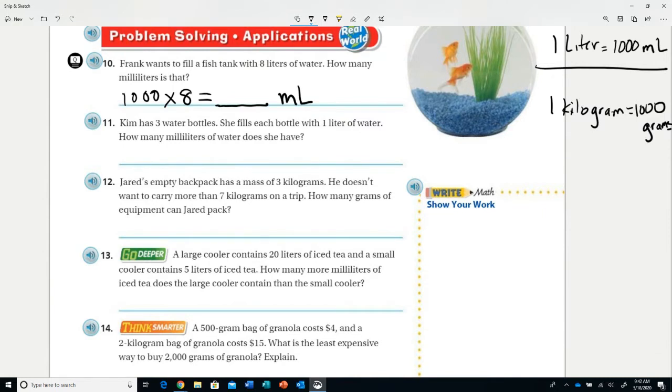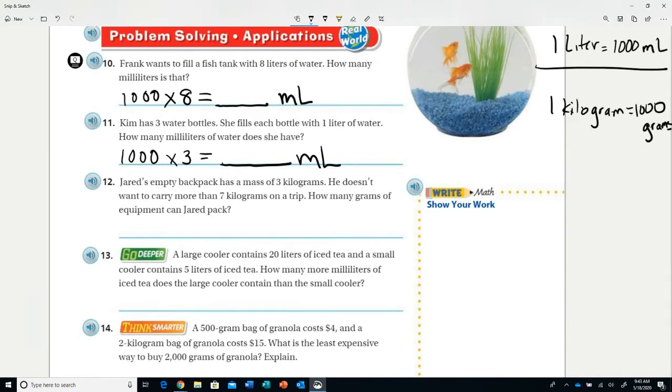Okay, Kim has 3 water bottles. She fills each water bottle with 1 liter of water. How many milliliters does she have? This is exactly the same as 10. You know that 1,000 milliliters makes a liter, so she's got 1,000 times 3 to give her a total of how much water she has in milliliters.